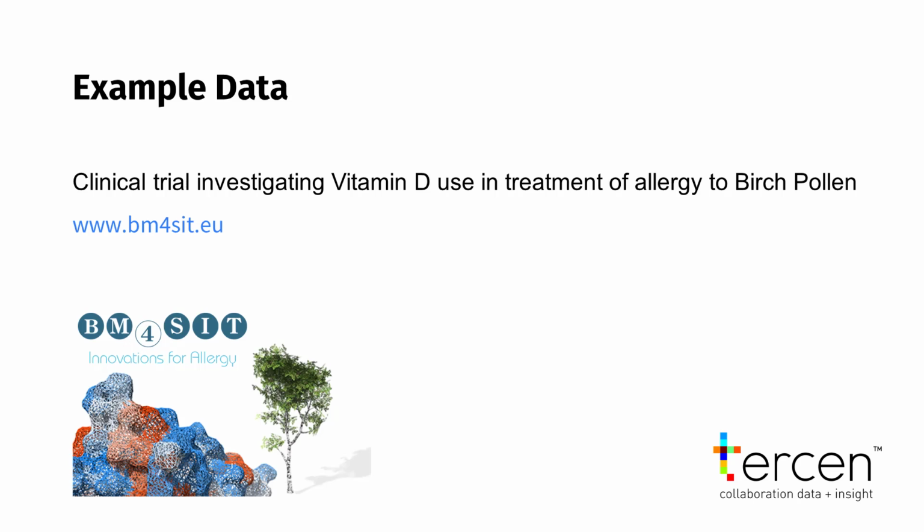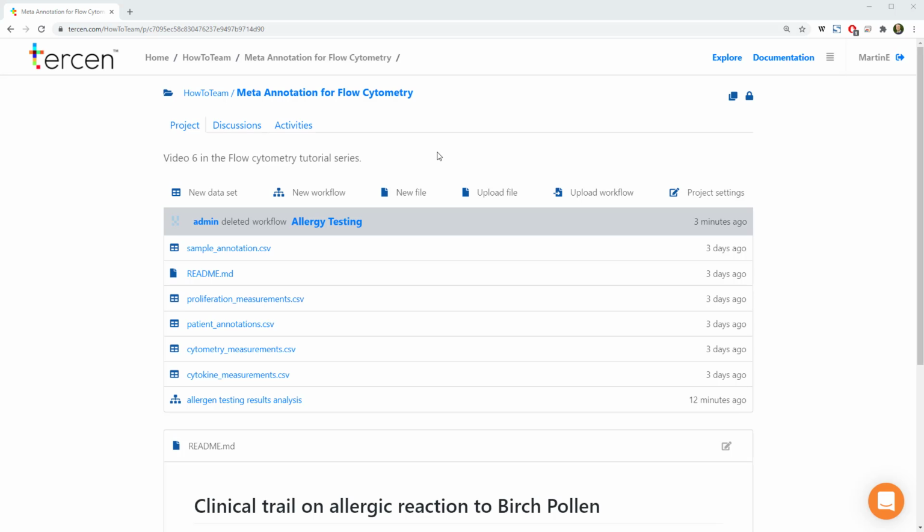To demonstrate this, we've taken some research from a clinical trial conducted by the BM Foresight project. The trial looked at using vitamin D in treatments of allergies to tree pollen. The researchers performed three types of measurements on PBMC samples taken from the patients: a cytometry FACS, a cytokine immune response test, and a cell proliferation study. Let's take a look at their data to get familiar with it.